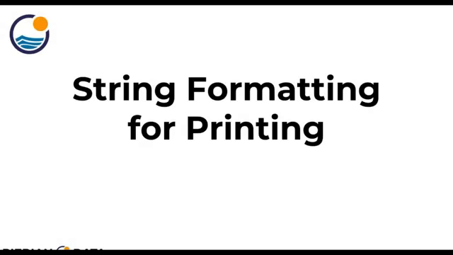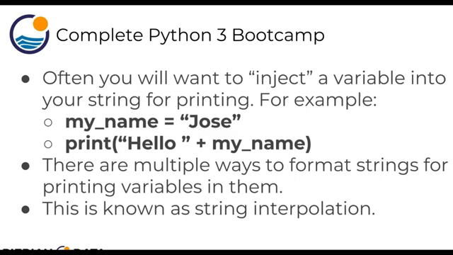Welcome back, everyone. Let's now discuss string formatting for printing. Often, you're going to want to be able to inject a variable into your string for printing. So we already learned about concatenation. For example, you may have a variable called myname equal to Jose, and you want to print the phrase, hello, Jose. So what you may end up doing is say print, and then inside of that print function you say hello, and concatenate it with the myname variable.